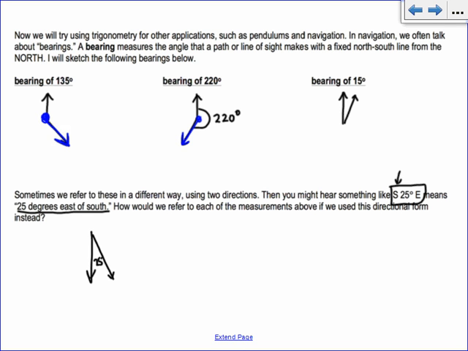So what if I wanted to call it, so this is south 25 degrees east. What is its equivalent bearing?